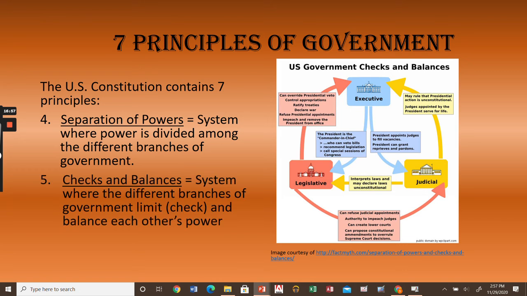What's a little more complicated is this idea of checks and balances. All right, checks and balances are a system where the different branches of government limit, and another word for limit is to check, and balance each other's power. All right, so, in other words, you have three branches of government. Each branch is supposed to make sure that the other two branches don't become too powerful, don't go beyond what they're allowed to do under the Constitution.